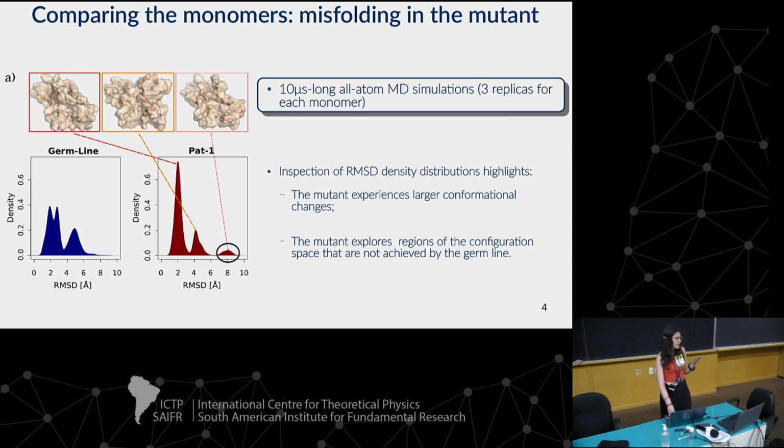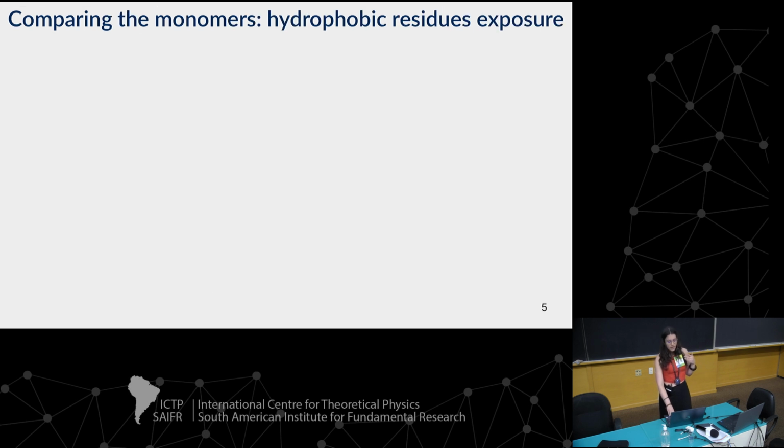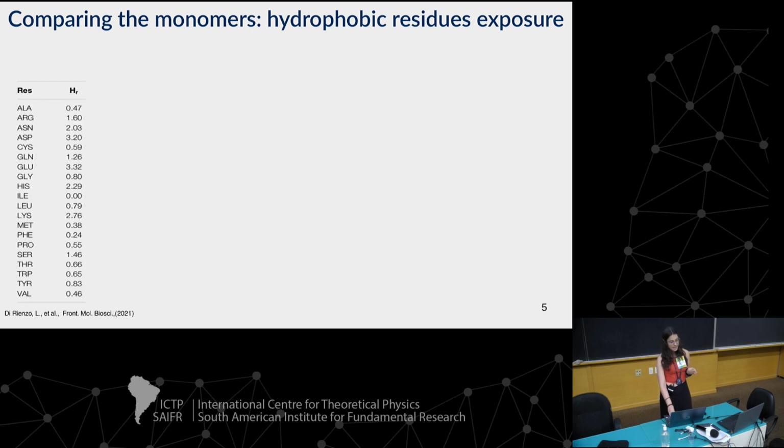To go deeper and to characterize this misfolding, we assessed the solvation properties of the proteins involved. To do so, we performed an indirect assessment using a hydropathy scale that was developed by my team, which assigns a score, an index, to each residue. And this is molecular dynamics based. According to our scale, the lower the index, the more hydrophobic the residue. So according to our scale, isoleucine is the most hydrophobic residue, whereas asparagine is the most hydrophilic one.